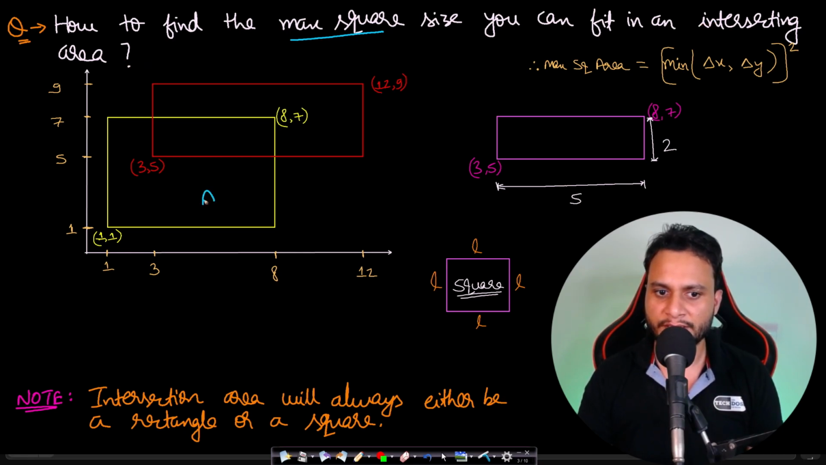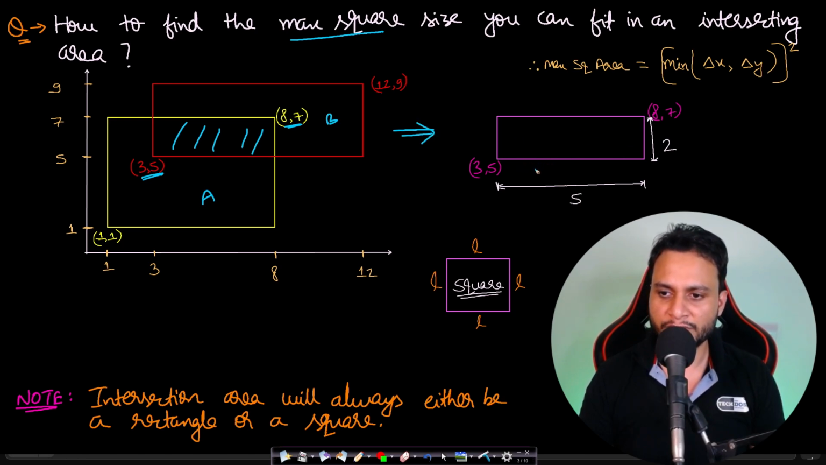Let's assume that there is rectangle A and rectangle B, and it is intersecting at some point. So this is the region of intersection, right? Now if this is the intersecting region, then we have to find out what will be the maximum size of square that you can fit inside this intersection area. Now you can see that the coordinates are given 3, 5 and 8, 7. Let's say you can visually see this, and hence I have drawn it on the other side. So let's say this is the intersecting rectangle which is formed. Now as I said, this intersecting area could be in the form of a rectangle or in the form of a square, right? So in this case it is in the form of a rectangle.